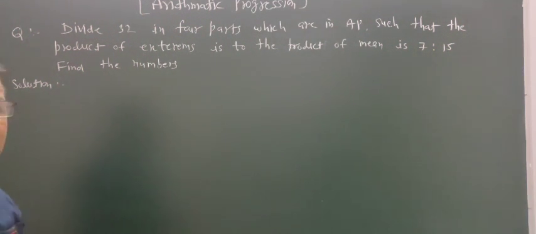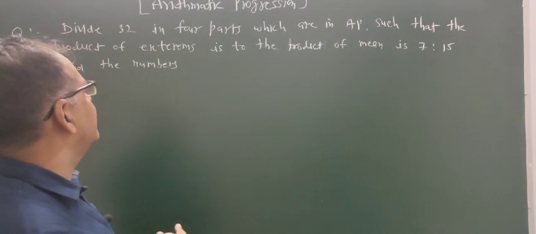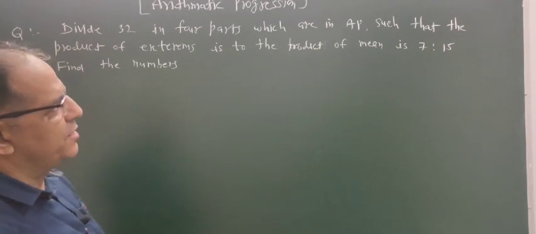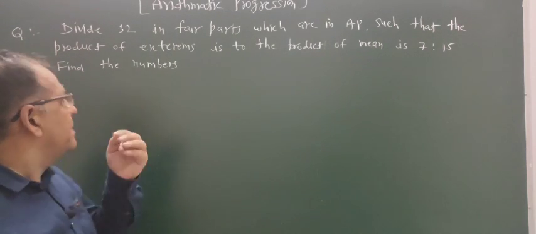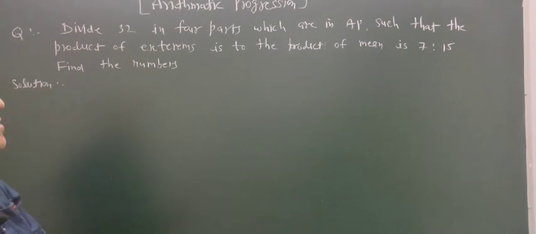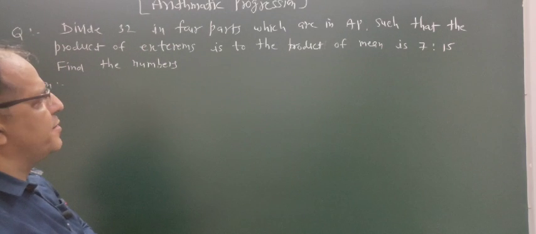Hello students, in this video we will discuss some problems based on the concept of arithmetic progression. The first question is: divide 32 into 4 parts which are in AP such that the ratio of the product of extremes to the product of means is 7:15. Find the numbers.